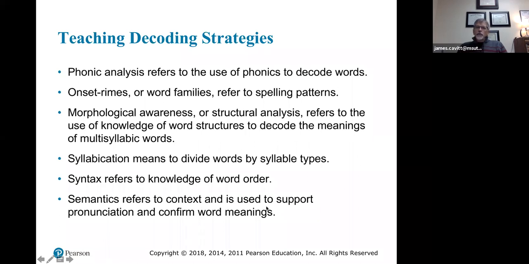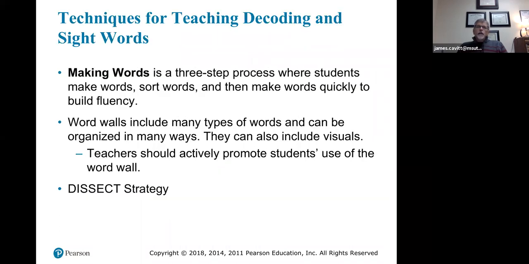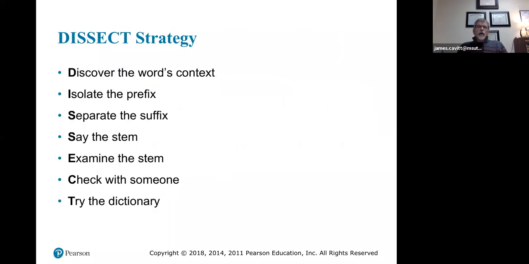More decoding strategies. Like I said, word walls, dissecting strategies, those kind of things. Here's DISSECT, a mnemonic device to know what to do for a student.